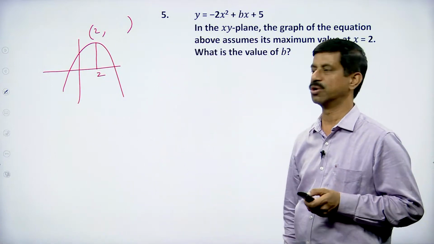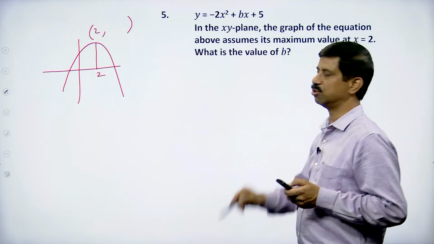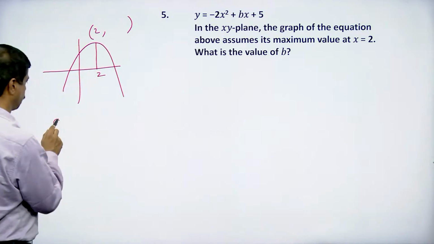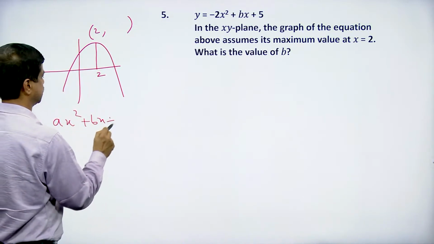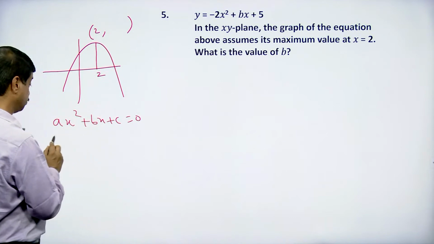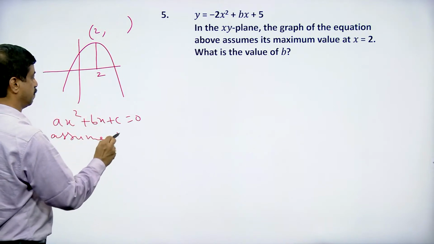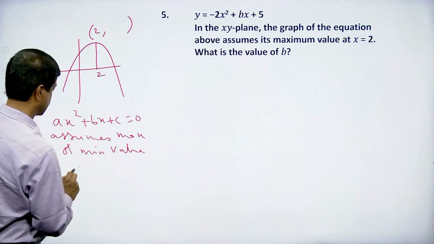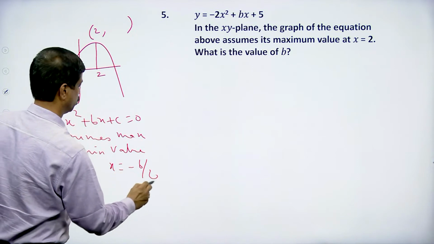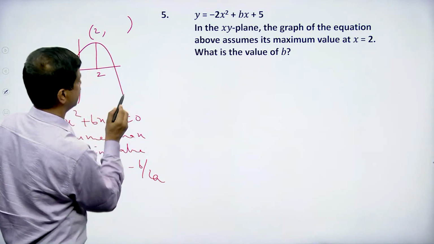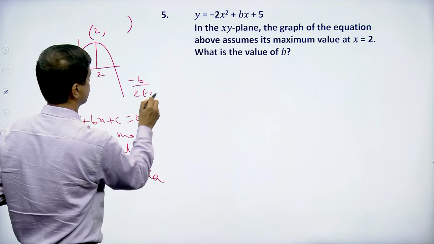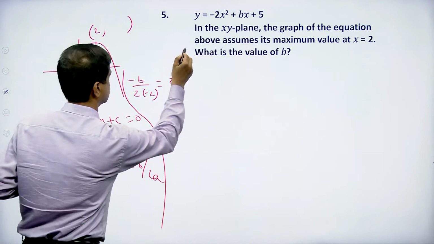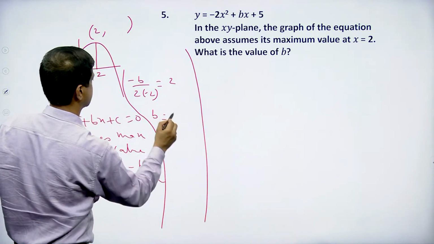So, he is asking you to find out the value of b. See, ax square plus bx plus c equal to 0 assumes maximum or minimum value at x equal to minus b by 2a. So, minus b means minus b only. By 2 into a is minus 2 equal to what he gave? 2. This is what he gave. So, what is b equal to now?